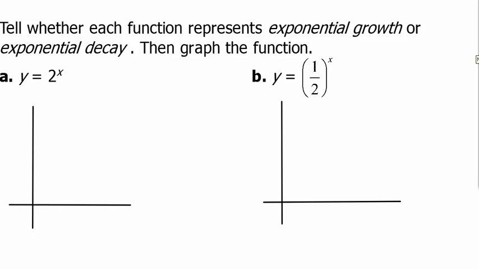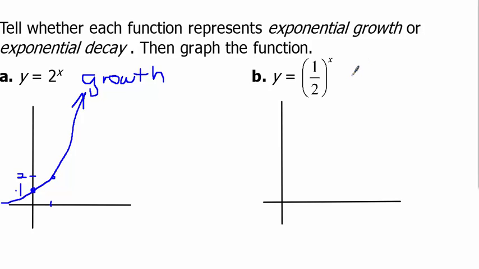The way that we tell whether they're exponential growth or decay is simply by looking at what b is. If b is larger than 1, it is growth. And I can always graph the point (0, 1) and (1, whatever b is). And my graph starts out very, very shallow and gets steeper and steeper.